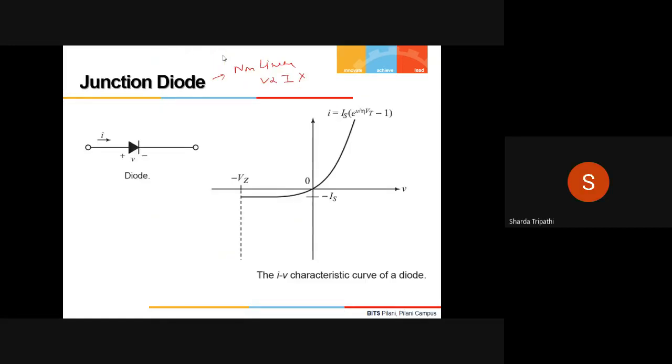So next we are going to see the IV characteristics of the diode. IV characteristic is simply a plot that relates the voltage drop across the diode with respect to the forward current.